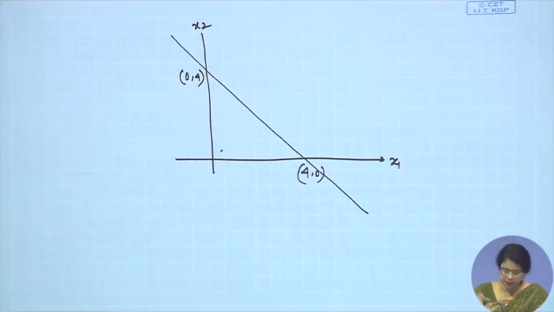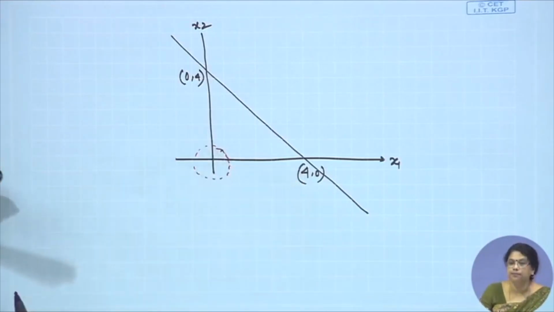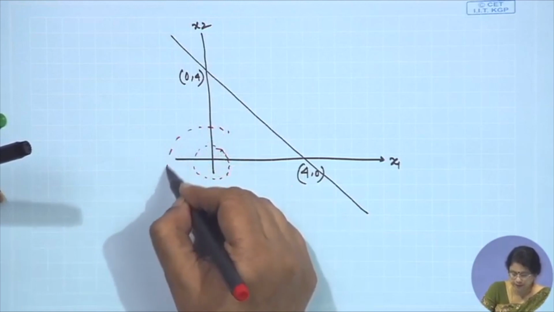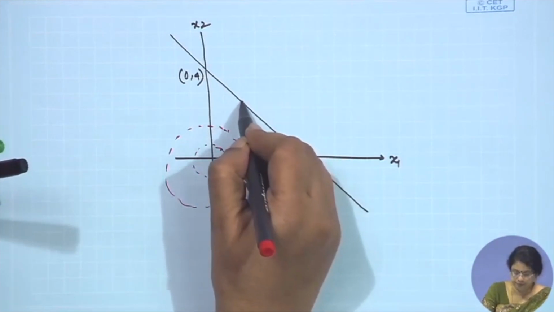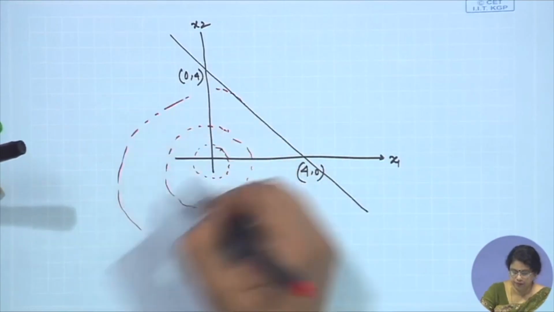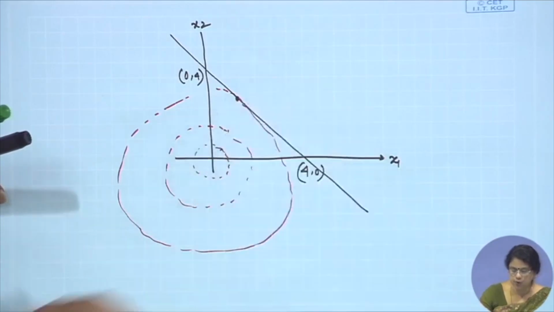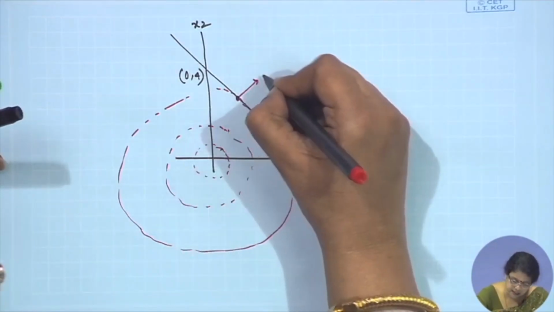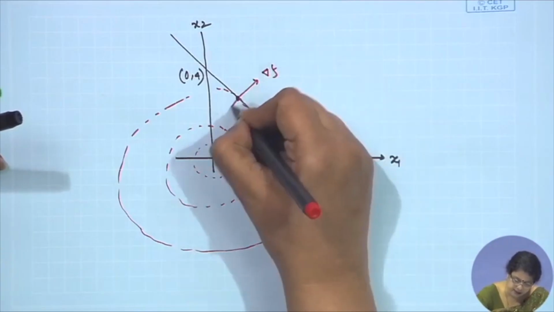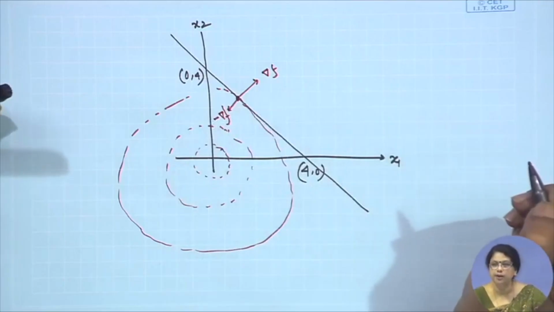That is why my objective function is centered at 0, a circle, and it is moving this way. Maybe here is the solution for you, the optimal solution. What did you see? This direction is the grad f direction, this direction is the minus grad f direction, alright.